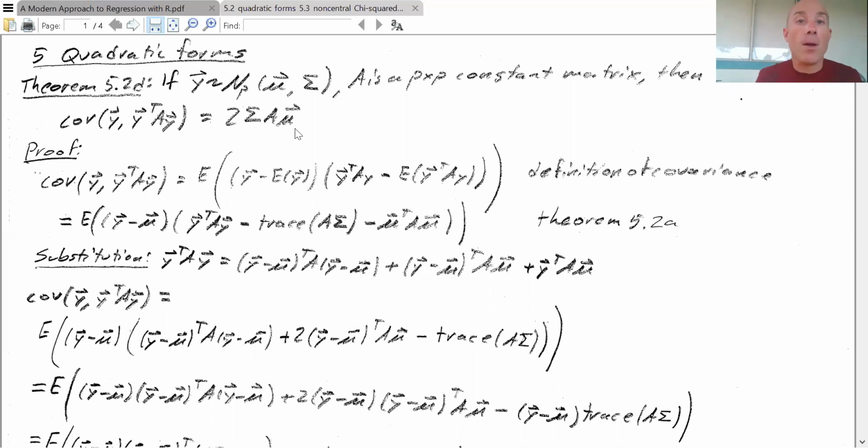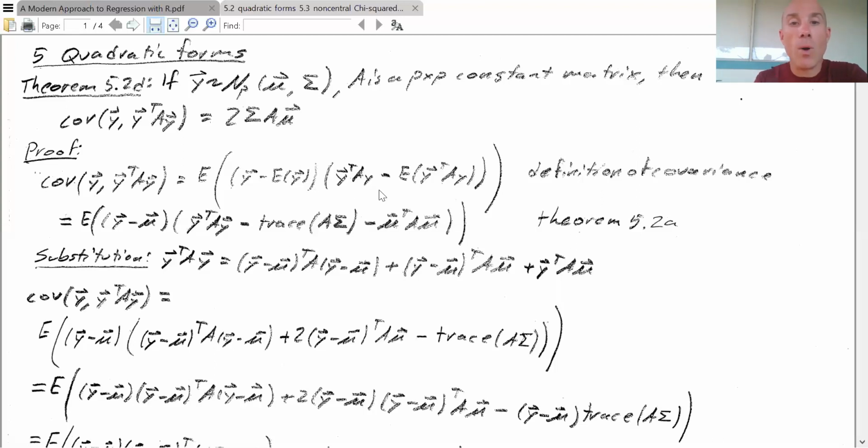Not surprising, right? Okay, so remember that y transpose is 1 by p, A is p by p, and y is p by 1. When I do this multiplication, I get a 1 by 1, which is better known as a scalar. So this is going to be easy peasy lemon squeezy. We take the definition of covariance, which is just the product of the term minus its expected value. So here we've got the two things.